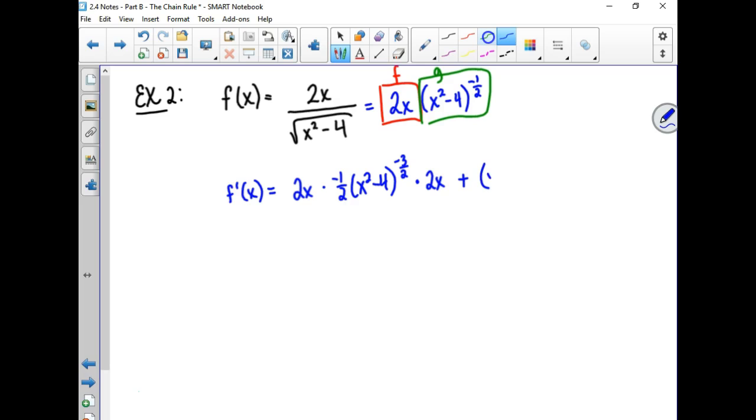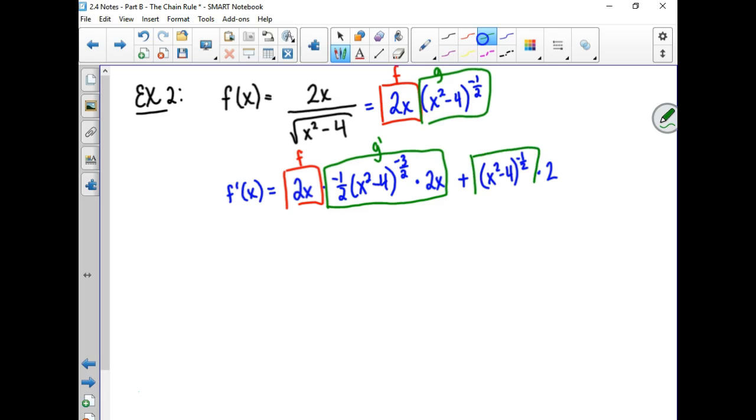Plus x squared minus 4 to the negative 1/2 times the derivative of 2x, which is 2. So this is my f. All of this right here that I used the chain rule on, that was my g prime. This is my g. This is my f prime.